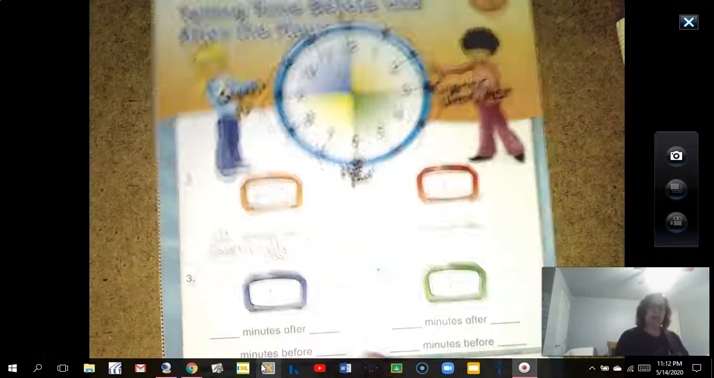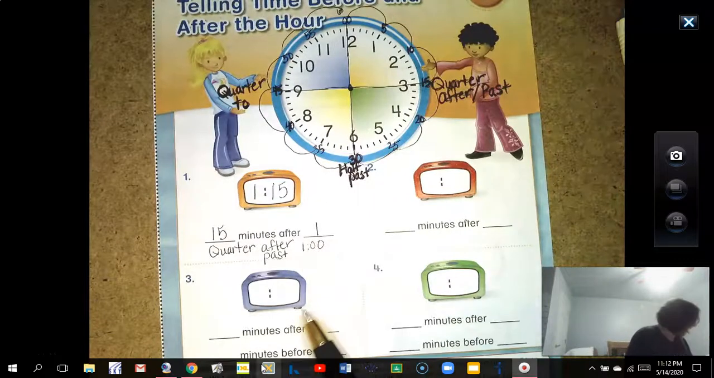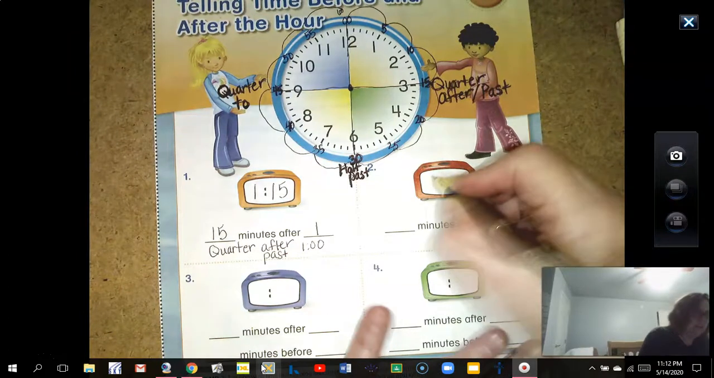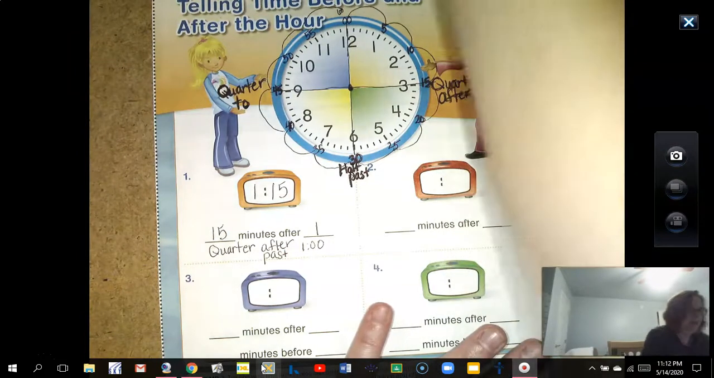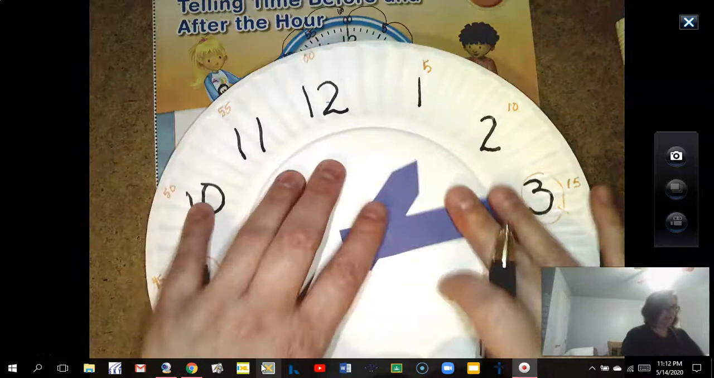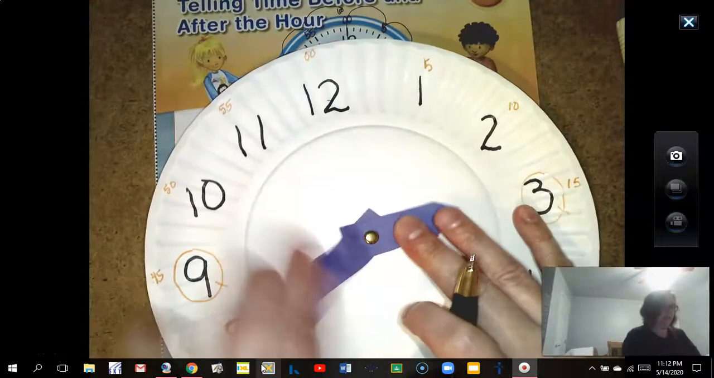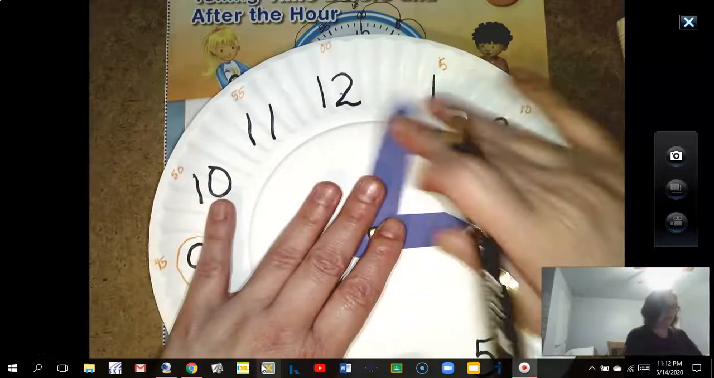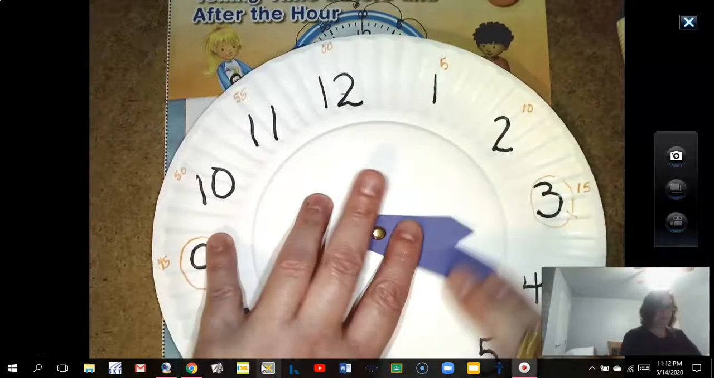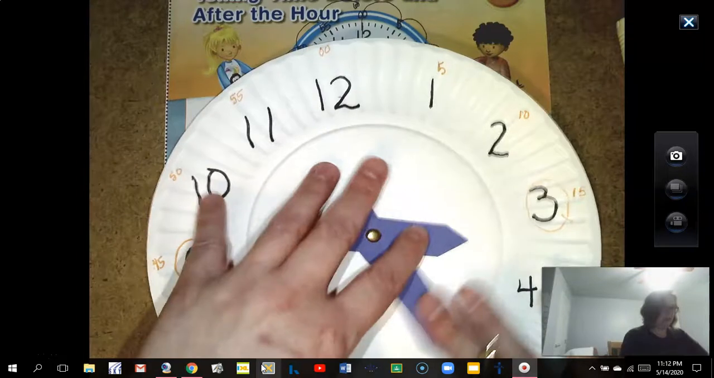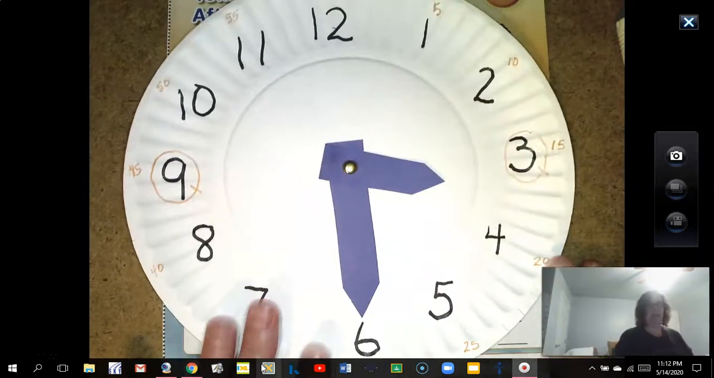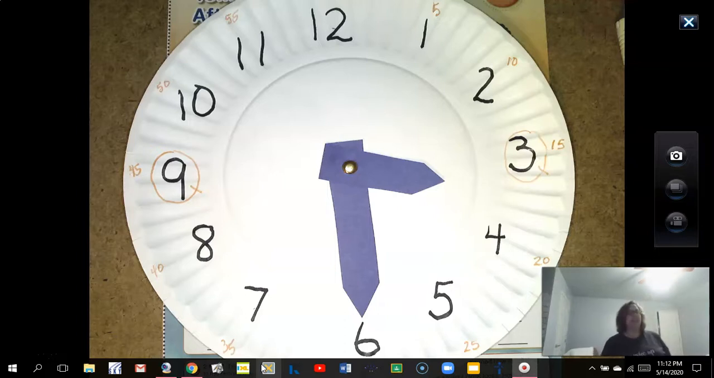Okay, so now we have 1:15, and now we're going to do, I'm going to put a different time in here. Let's see. Let's go. Can you see what I'm doing here? All right, here we go. Okay, I want you to take a second, see if you can figure out what time that is. All right?